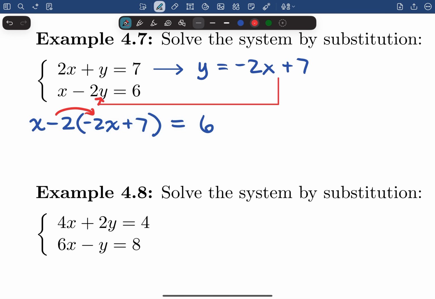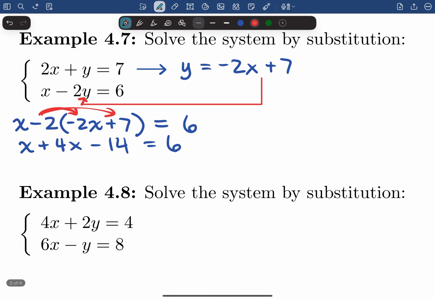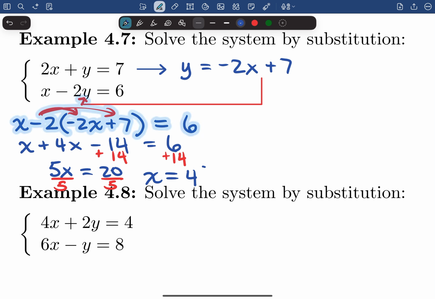And so I would distribute this negative 2 into both of these terms. I'm going to start solving for that variable x, and I get x plus 4x minus 14 equals 6. Combine like terms, move the constant to one side, and the variable terms stay on the other side in this case. Okay? And so here I go. I have 5x, right? Combining those like terms becomes 5x. And then, I would be adding 14 from left to right, and 6 plus 14 is 20. So I get 5x equals 20. And now I divide by 5, and I find out, well, x equals 4, because 20 divided by 5 is 4. I have now found the solution for the x variable.